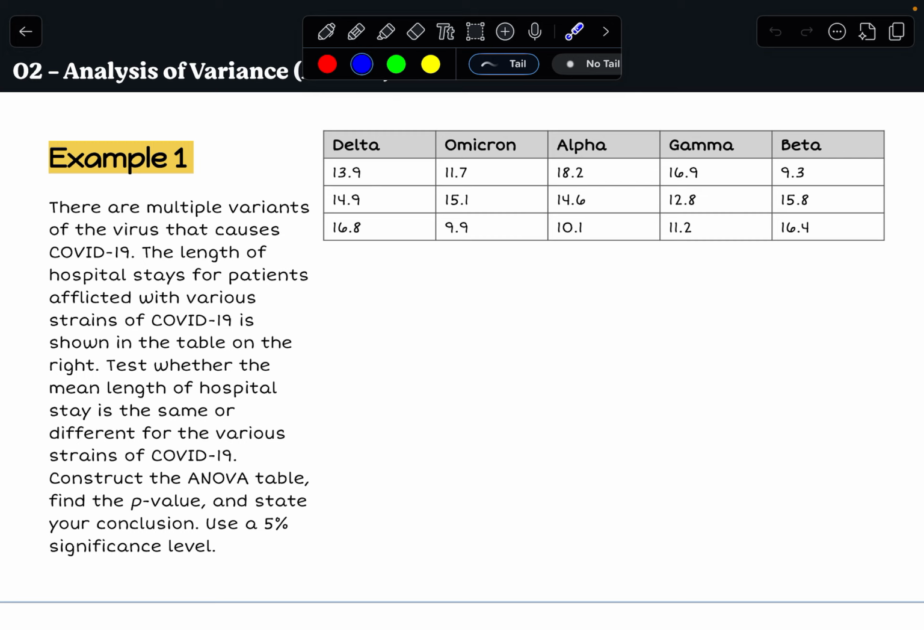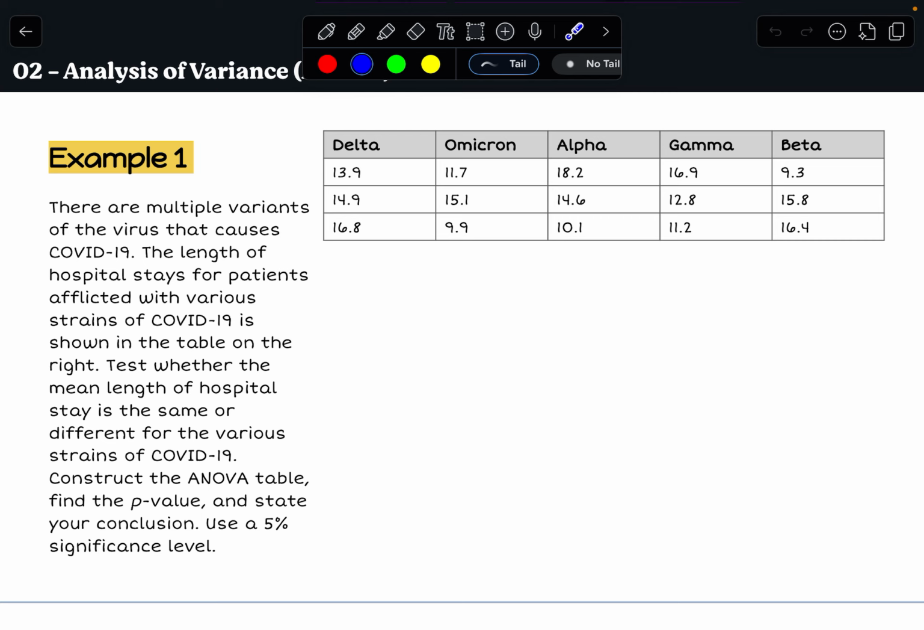In the word problem, some clues. It says test whether the mean length of hospital stays is the same or different. And I have more than 2 means, so I know it's a test for mean, and I have more than 2. That is the clue that I'm doing ANOVA, even if they didn't mention an ANOVA table.